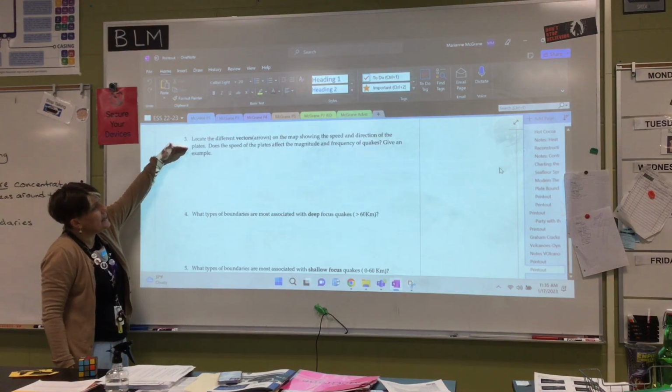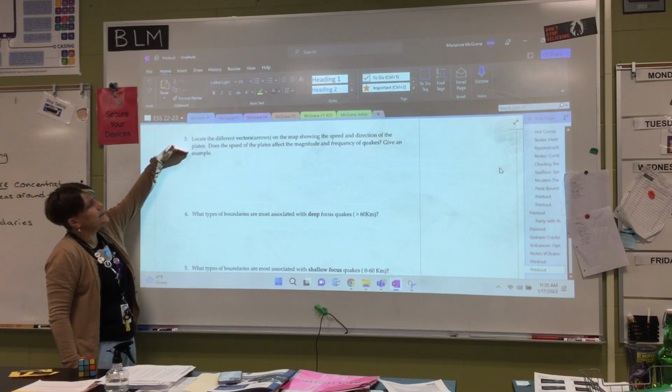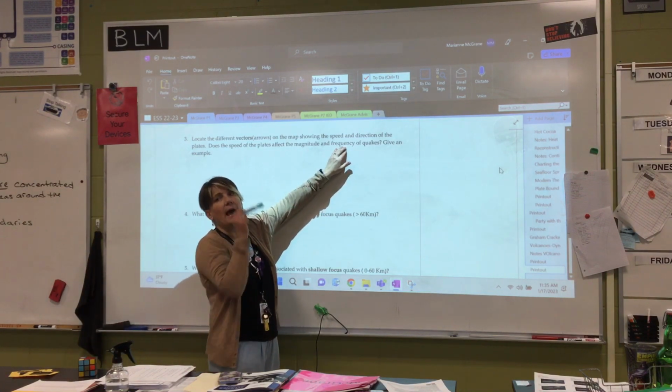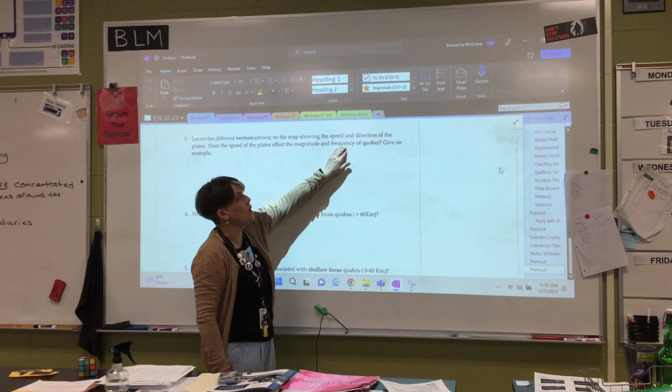Does the speed make a difference in the magnitude, meaning the strength, and the frequency, meaning how many do you see there of dots or circles?